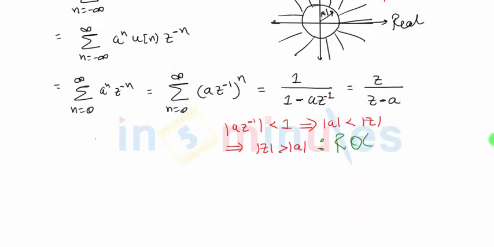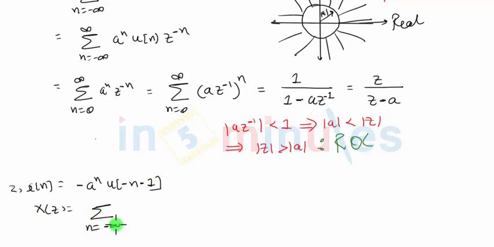Similarly, let us take up one more similar example. The second example that we are taking is x of n equal to minus a raised to n u of minus n minus 1. Alright, so let's find its Z transform. I'll use the definition again, which goes something like this: summation n equal to minus infinity to infinity. X of n, I'll substitute it directly this time, u of minus n minus 1 into z raised to minus n.